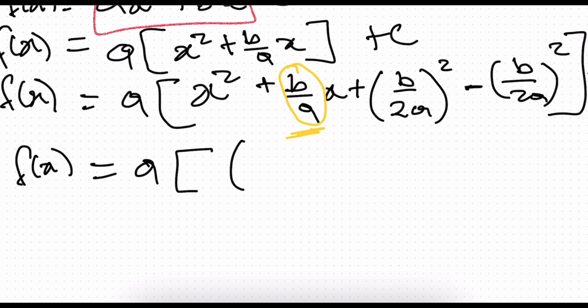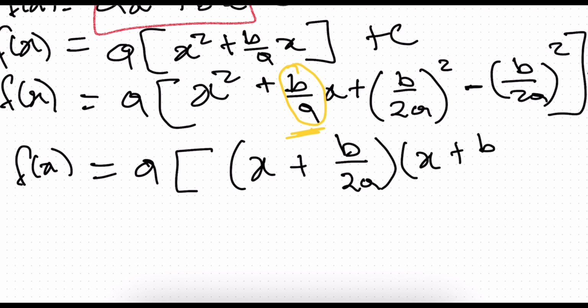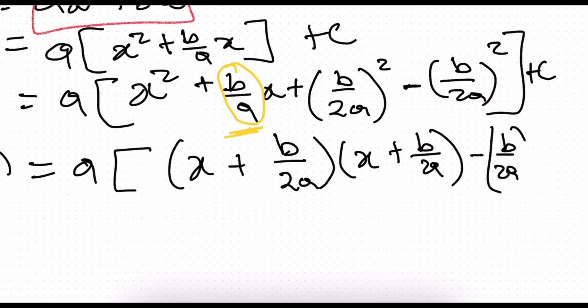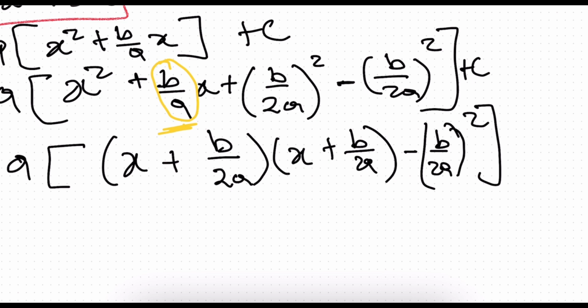You have your x squared, which can be written as x. If you were tasked to find factors of this, you are going to have x plus b over 2a, x plus b over 2a, minus b over 2a, all squared. Then you plus a c, plus a c.